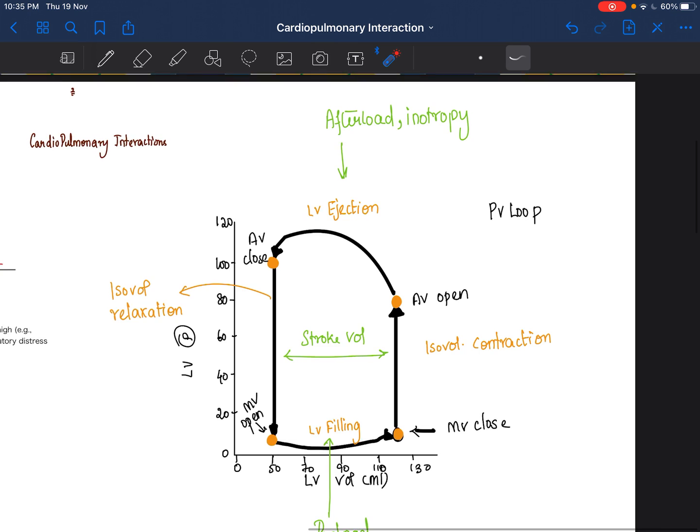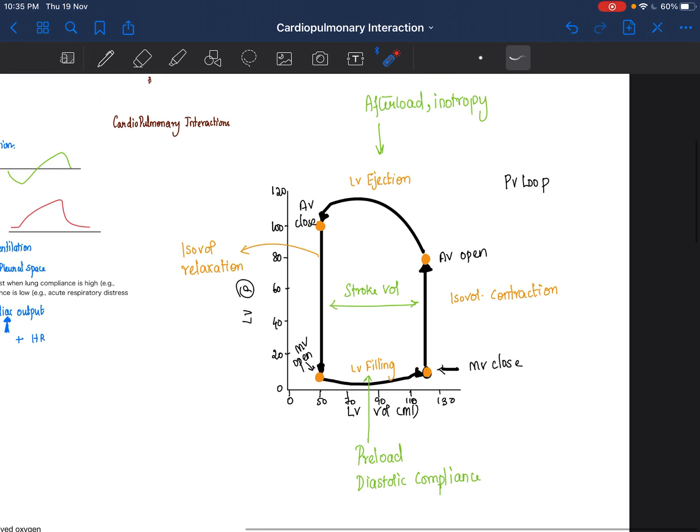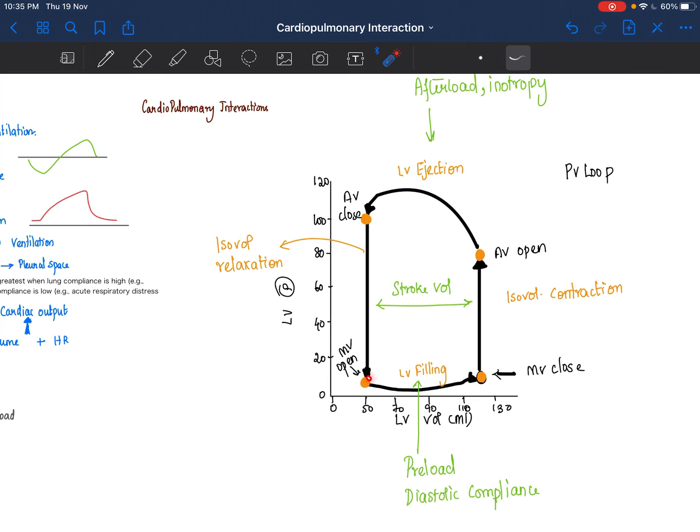If you look at this, on the x axis you have your left ventricular volume, and on your y axis you have your left ventricular pressure. Okay. So, let us start from this point on. This is the point where the mitral valve opens. If the mitral valve opens, volume is going to enter from the left atrium into the left ventricle, correct. So, left ventricular filling happens throughout this period.